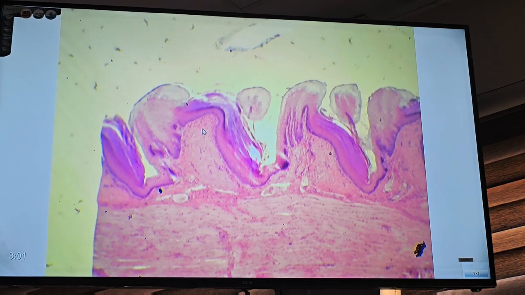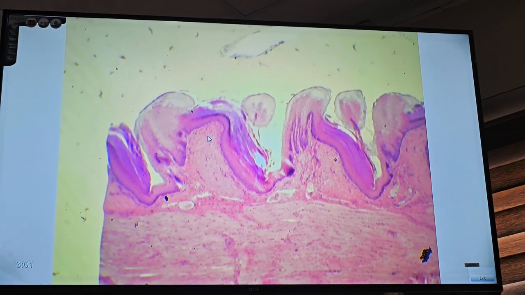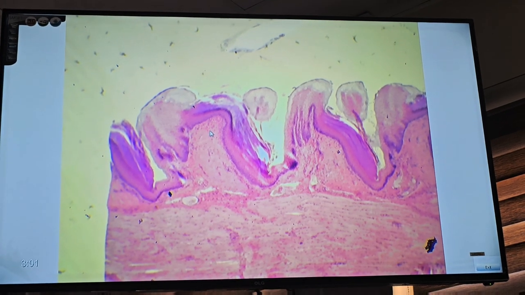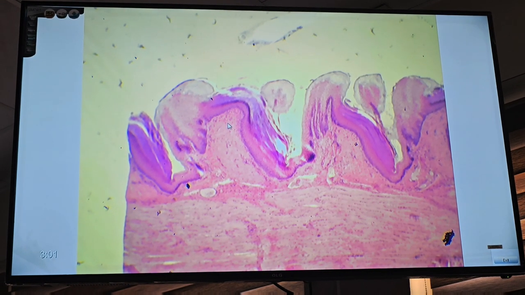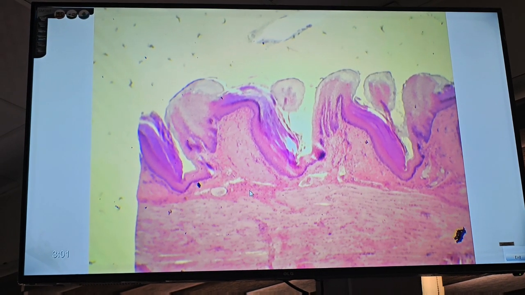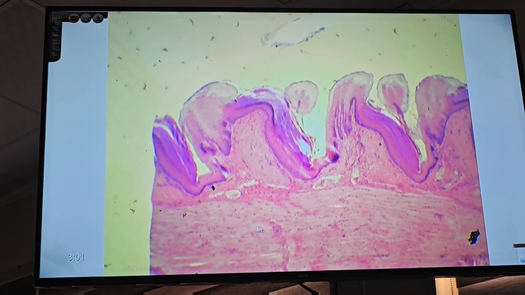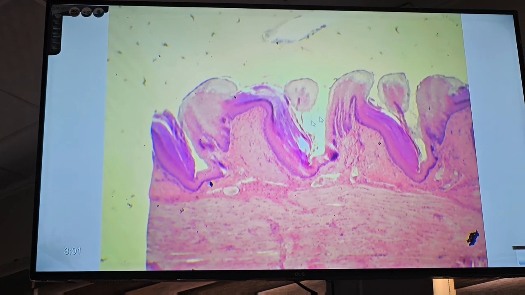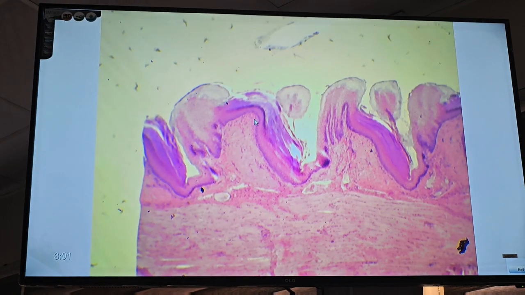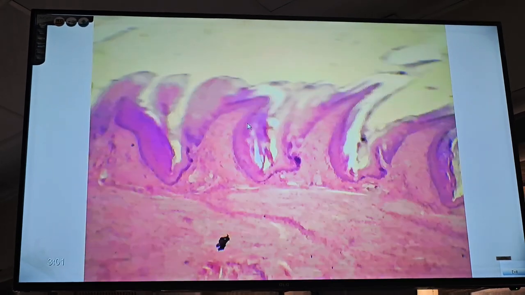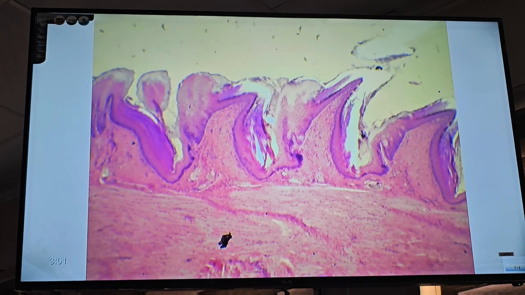Any question about this slide? This is a section of the tongue of the cat. Core of striated muscle. 2 types of papillae, fungiform and filiform. The third type is called foliate papillae.